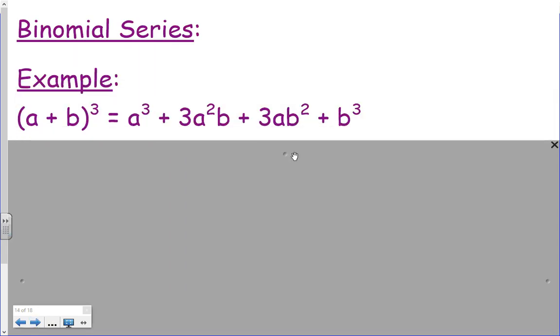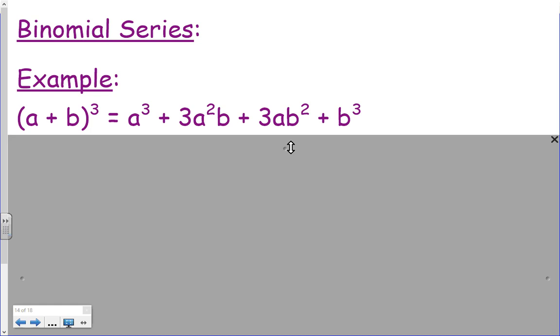So what exactly is a binomial series? Well, a binomial series is an expansion of a binomial. When you take a binomial and you expand it, that is, you raise it to a power, you don't just take the first term and raise it to that power and add it to the last term raised to that power. There are some middle terms that show up.